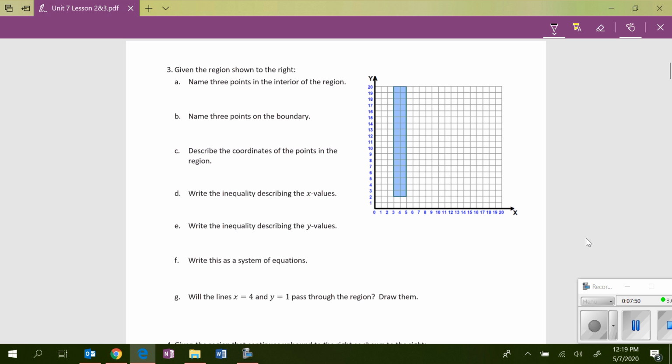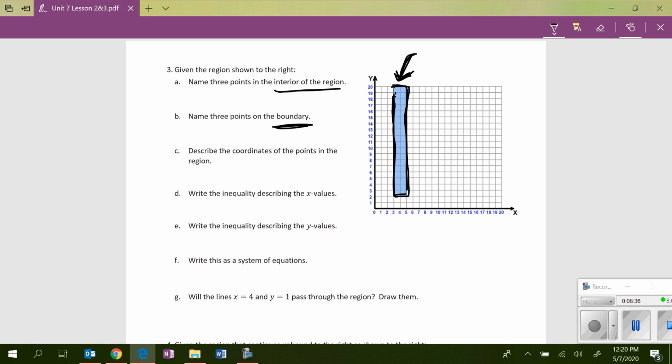I want to review this just a little bit because there are some vocabulary words that I want to talk about. So naming 3 points in the interior of the region, meaning any points that lie inside that shaded area. 3 points on the boundary, meaning any points that lie on the bounds. These are my bounds, the outline of my area. Describing the coordinates of the points in the region. So what would you really say about these points?